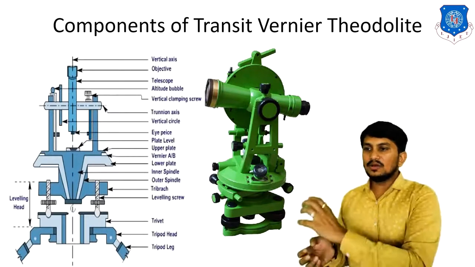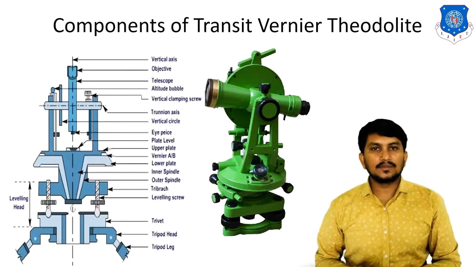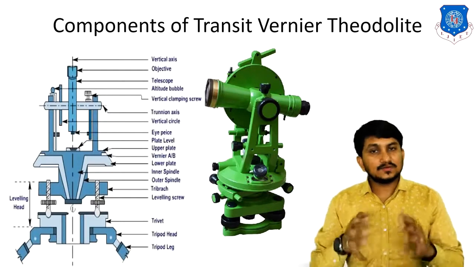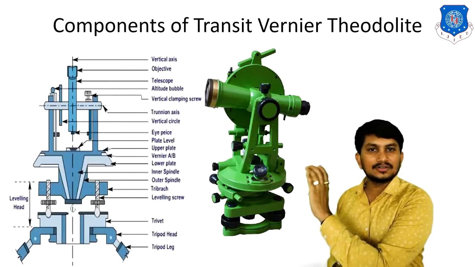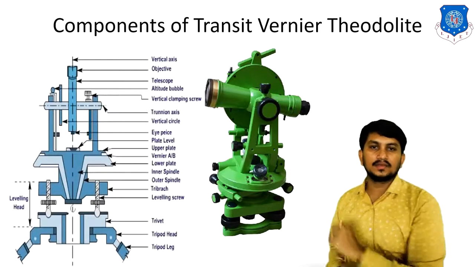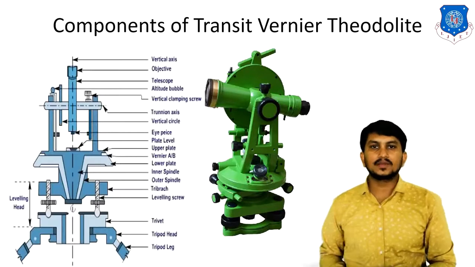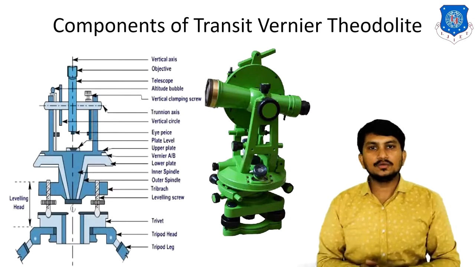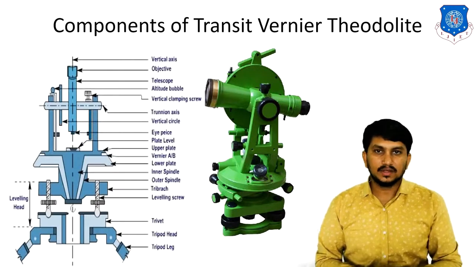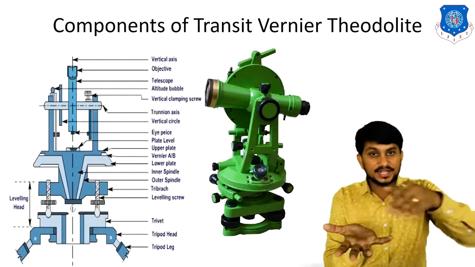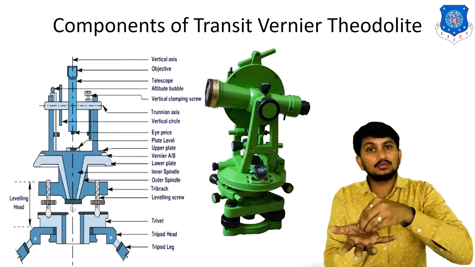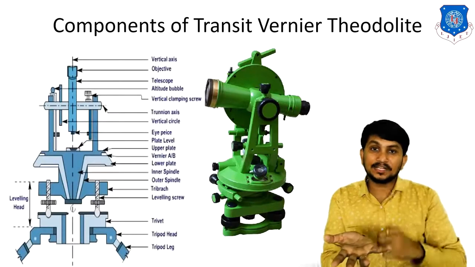Above the leveling head, a number of circular plates are there, which are used for measuring horizontal angles. This portion in the theodolite is called the horizontal circle assembly. In the horizontal circle assembly, there are mainly two circular plates. The lower circular plate has graduations from 0 degree to 360 degree. The minimum count in this plate is 20 minutes.